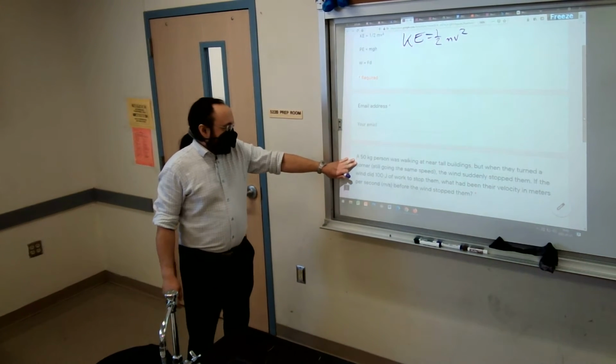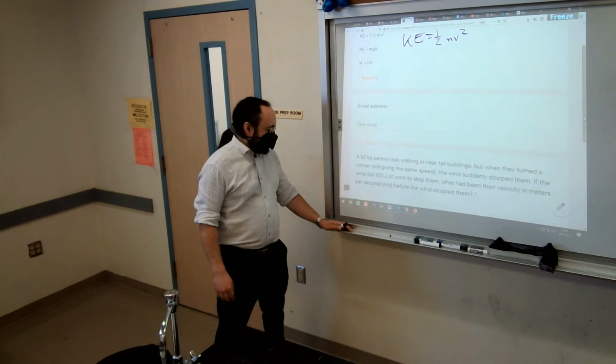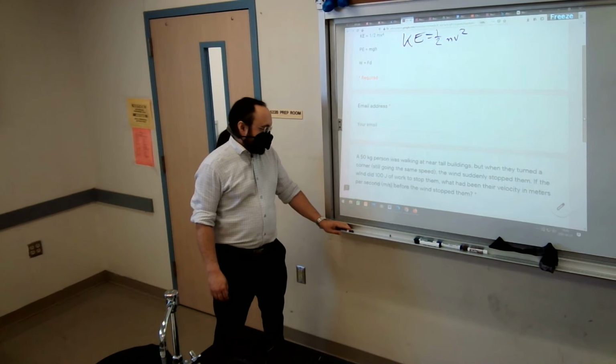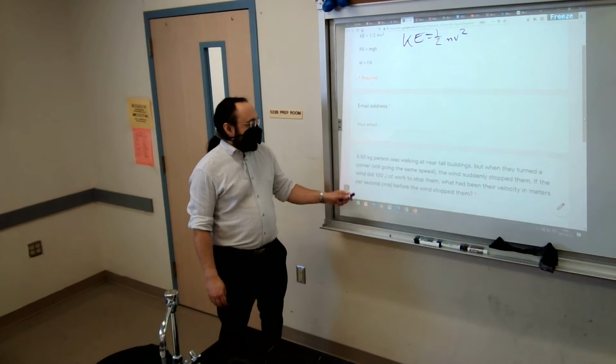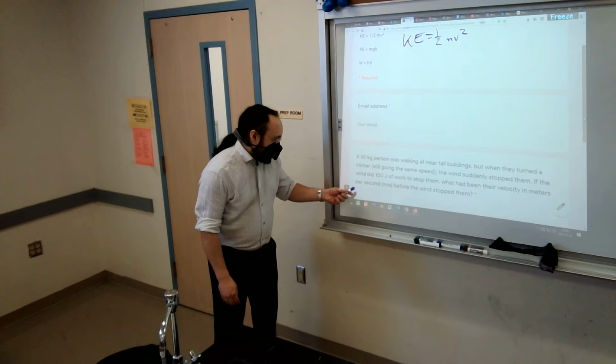Person who's walking near tall buildings. Sometimes tall buildings make like a canyon, and the wind has to get through somewhere. Depending on how much space those buildings take up, wind can be really windy when you turn a corner around a building. And that happened to this person. So when they turned a corner, the wind stopped them.